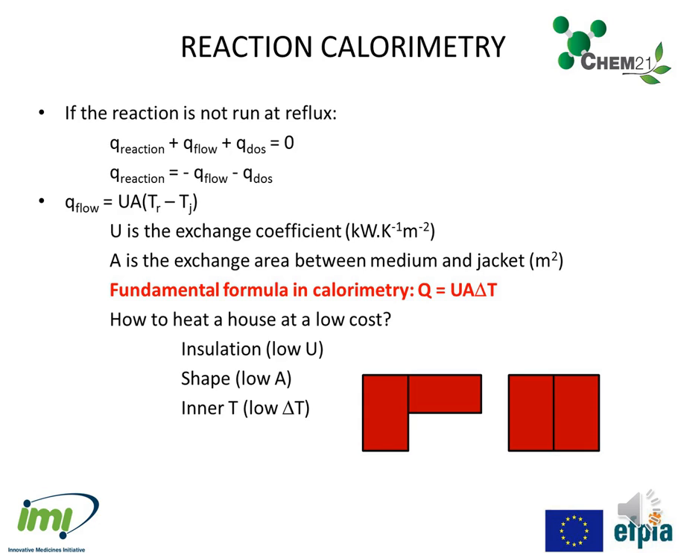I give you a simple example. How to heat a house at the lowest cost? We wish to reduce the losses, that is to say, to reduce Q flow. First of all, by an efficient insulation, you reduce U, the exchange coefficient. Secondly, you can imagine that the house on the right will be warmer than the house on the left. For the same volume, the area is lower.